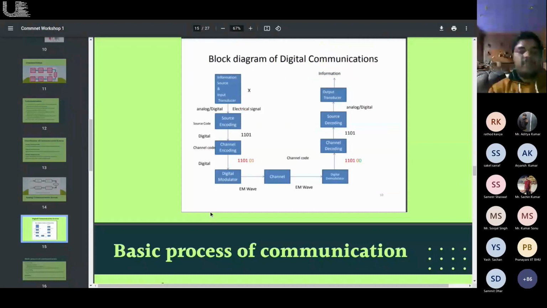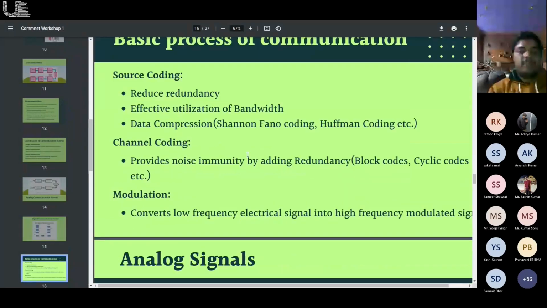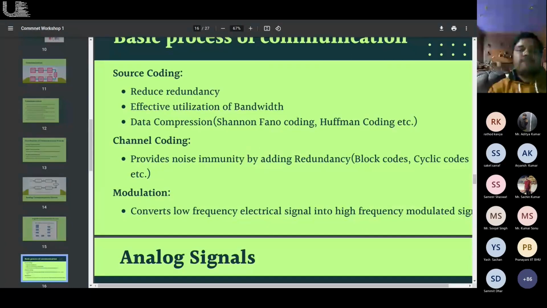Effective utilization of bandwidth. Using source coding, we can use the bandwidth effectively, meaning we can reduce the bandwidth required for transmission. Next is data compression. We can compress the data also. We will discuss in the future workshops how we can compress data.